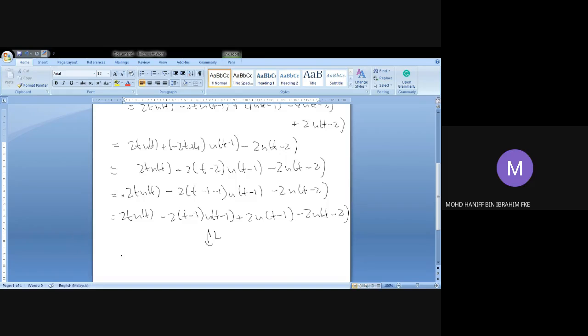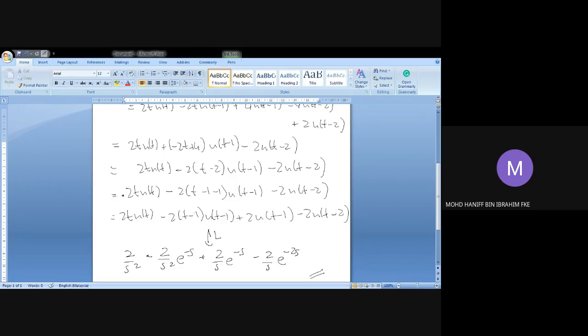So that will be 2 over s squared. The second term here will be negative 2 over s squared e to the negative s. The third term will be plus 2 over s exponential negative s. And the fourth term here will be negative 2 over s exponential negative 2s. So that should be your Laplace transformation for signal yt. Is it clear? Hopefully it's clear.